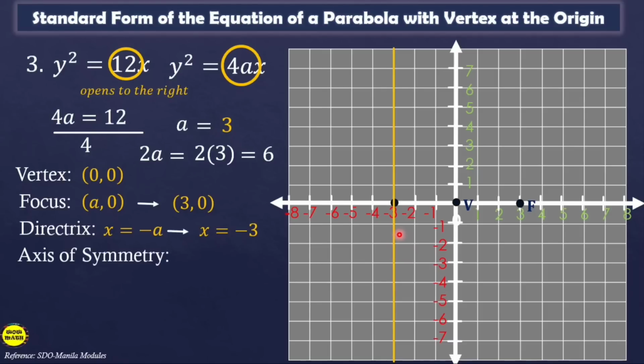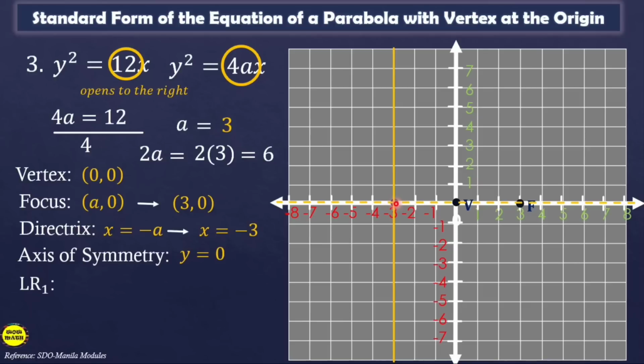After that, let's get our axis of symmetry. Our axis of symmetry this time is horizontal. Okay? Horizontal, y is equal to 0. Why? Since our parabola opens to the right. So when our parabola opens to the right or opens to the left, our axis of symmetry is horizontal.